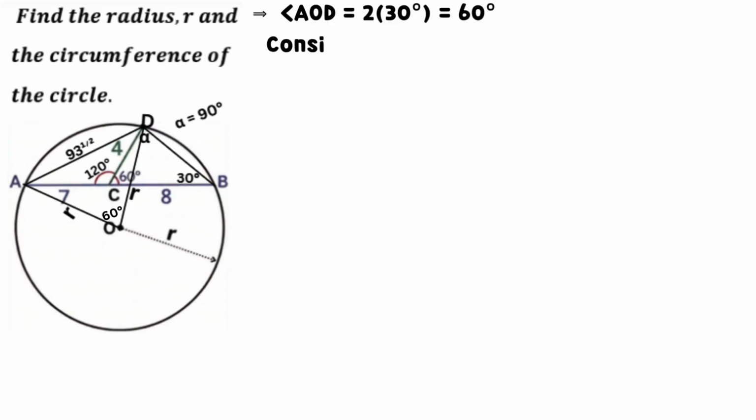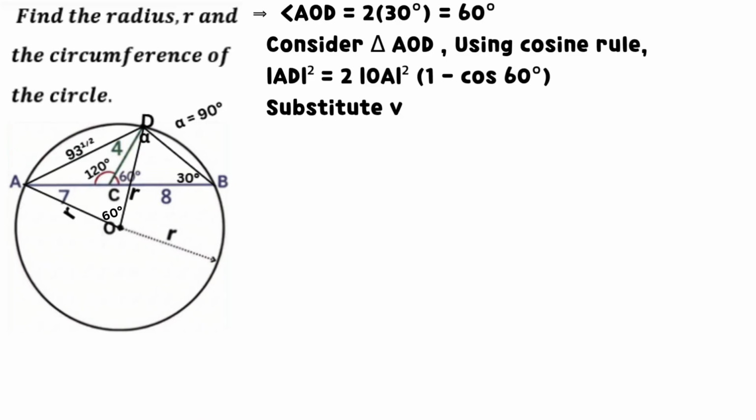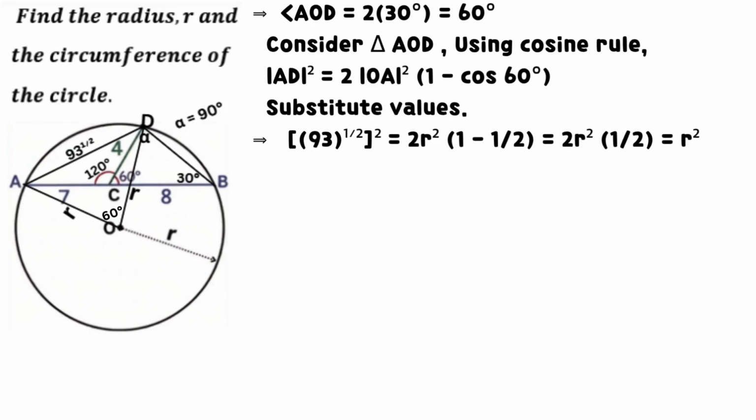This implies that angle AOD equals 2 times 30 degrees, which equals 60 degrees. Consider triangle AOD. Using cosine rule, the square of length AD equals 2 times the product of the square of length OA and 1 minus cosine 60 degrees. Substitute values. This implies that the square of the square root of 93 equals 2 times the square of R, multiplied by 1 minus half, which simplifies to the square of R.